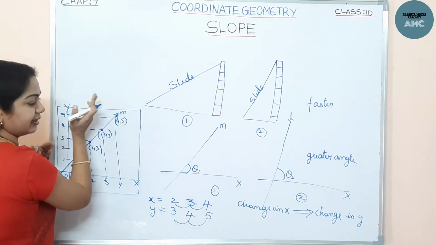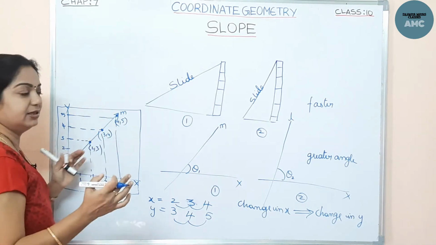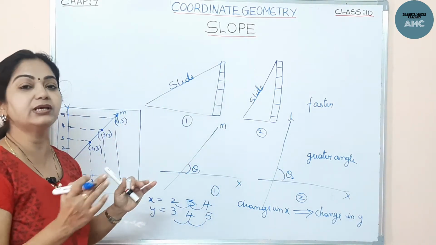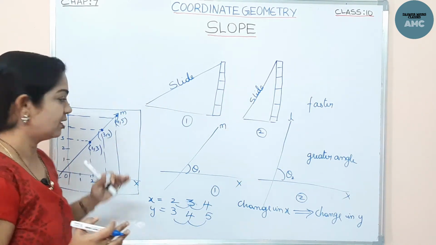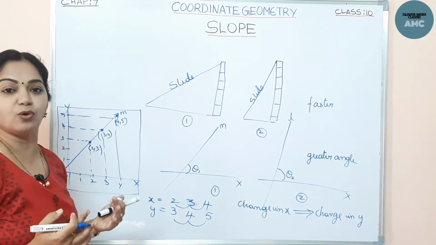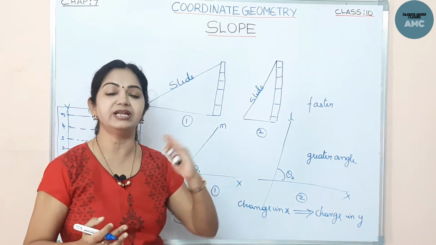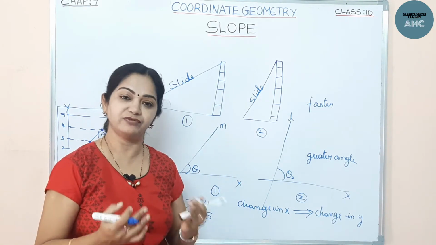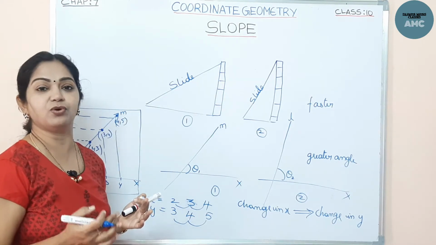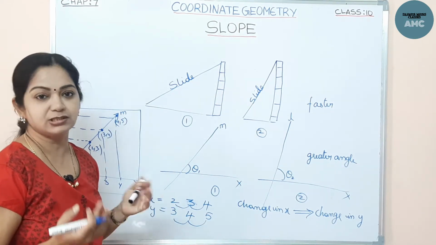So how do I get this steepness? We are always discussing the steepness or the inclination. How do we get the steepness of a line? It is called a slope. The steepness of the line is called the slope of that line, and we can also say that the inclination of the line is called its slope.